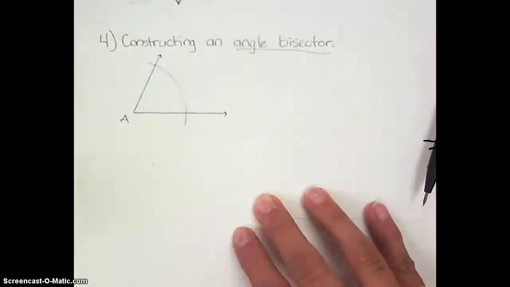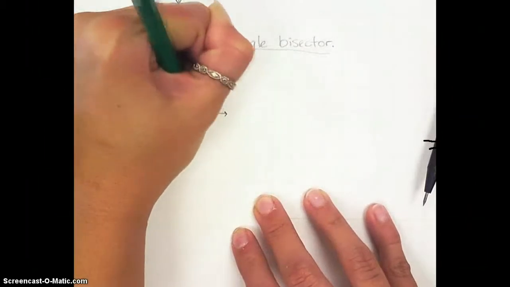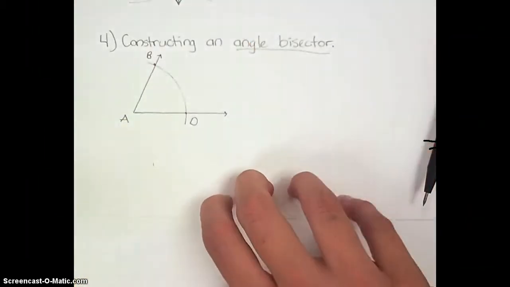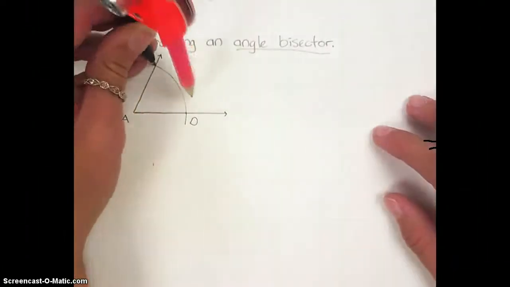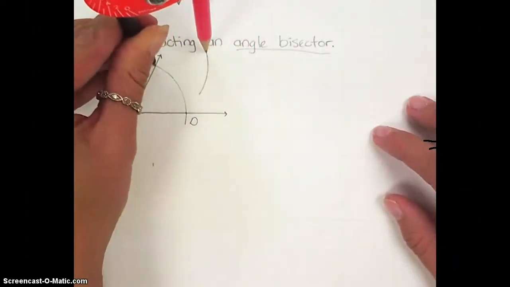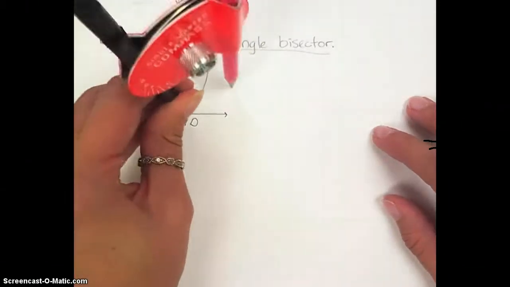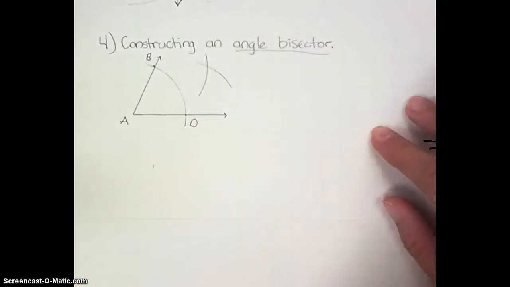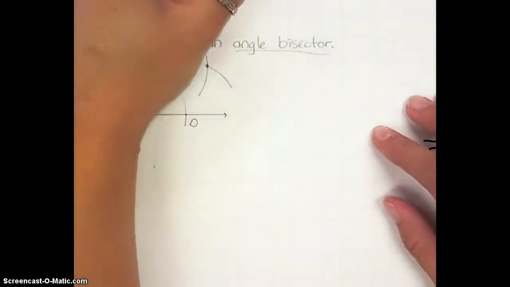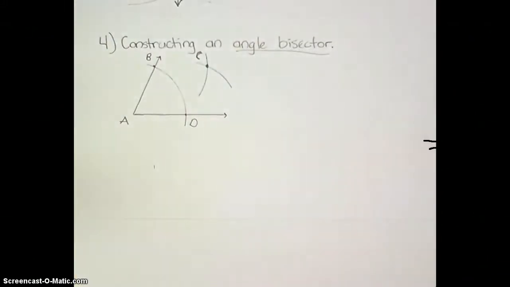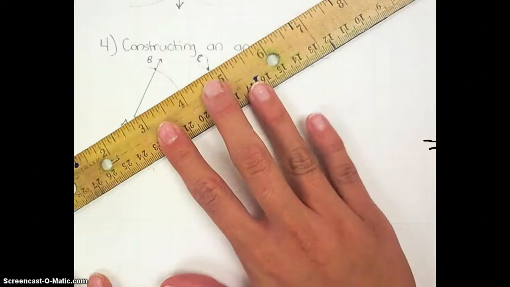Okay, we can label this where it intersects, point B and point D. Or C, could be C there as well. Once you do that, you're going to put the pointy end at B, make another little arc out here, then put your end at D and make another arc. Where those arcs intersect is a point on your angle bisector. We can call that C. And then if we connect A with C, we'll have our angle bisector.